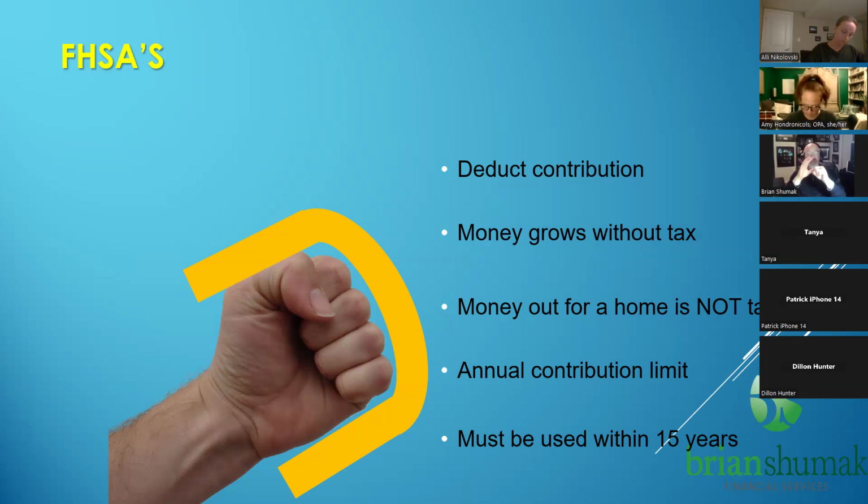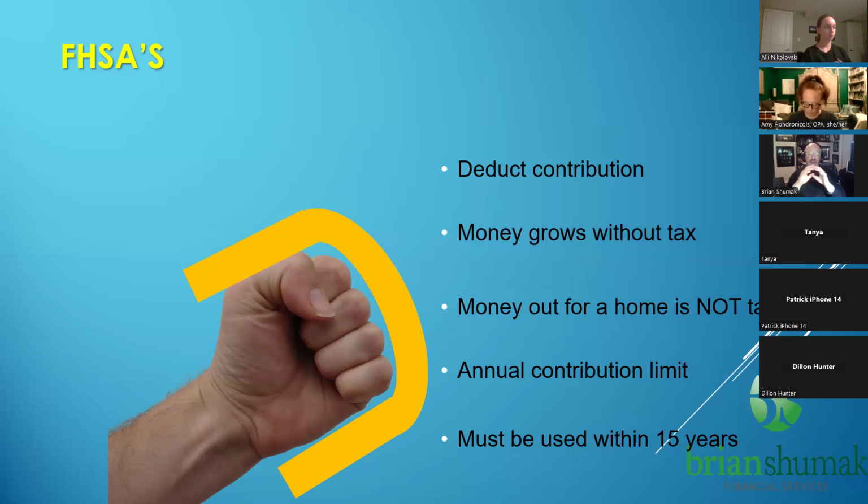You also have a contribution limit every year. The max that you can put in presently is $8,000 per year, and there is a lifetime contribution limit, presently $40,000. I would hope, in order to spur home buying, that they will increase that limit as time goes on. But the only real negative to the FHSA is you must buy a home within 15 years.